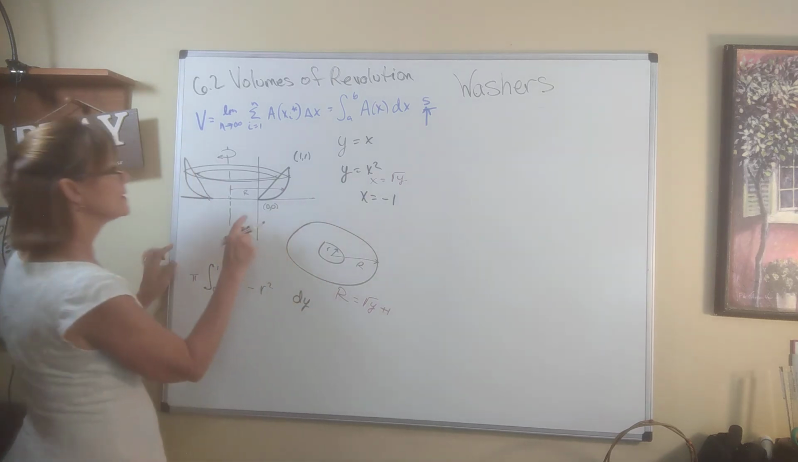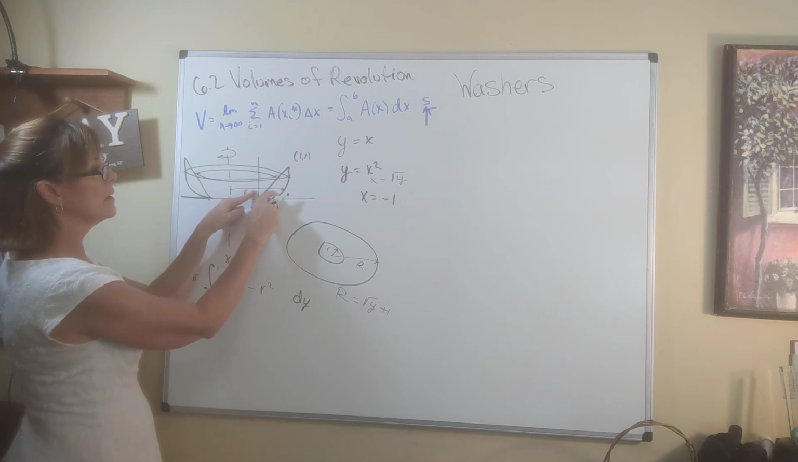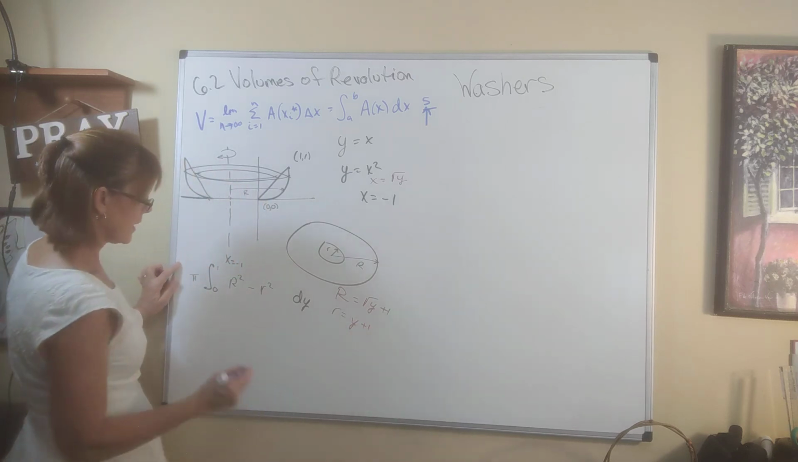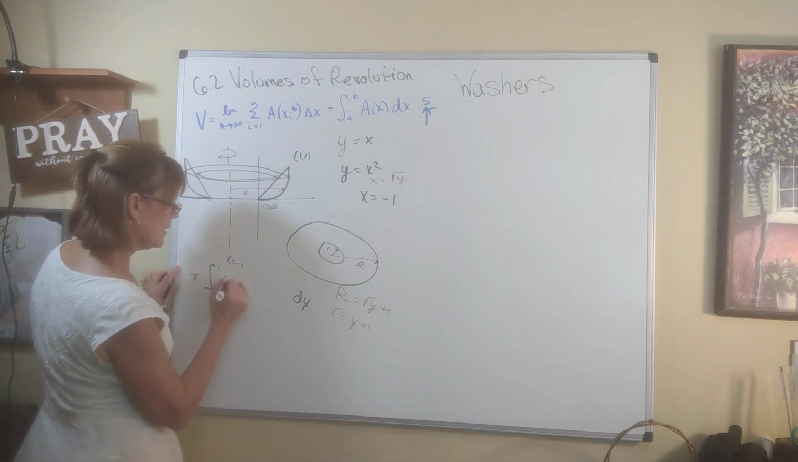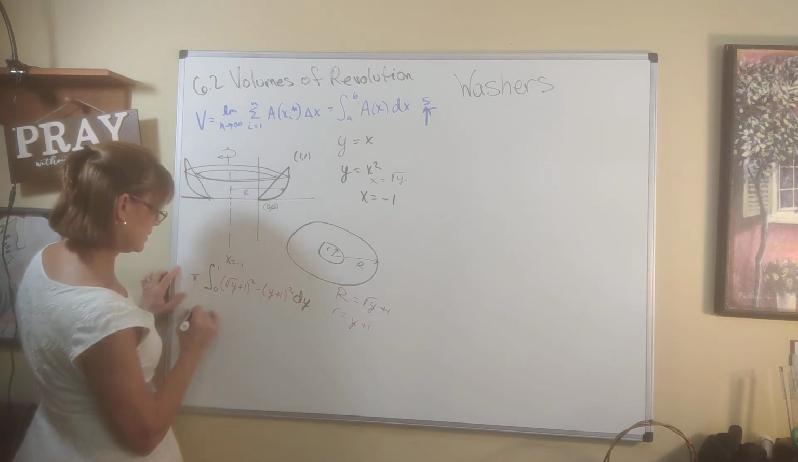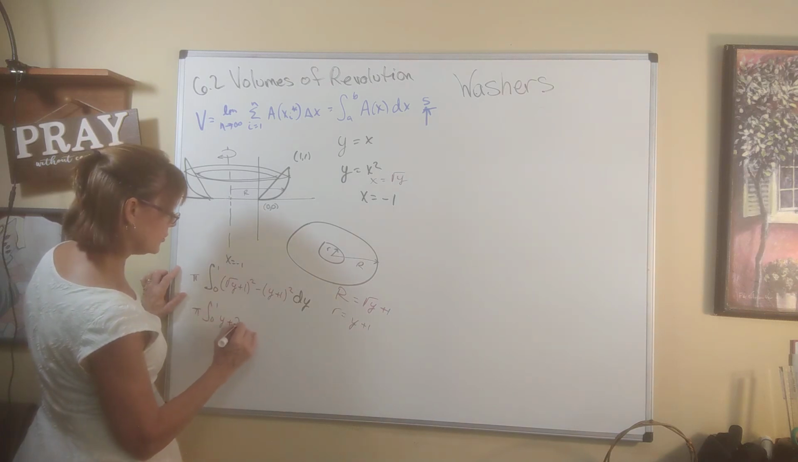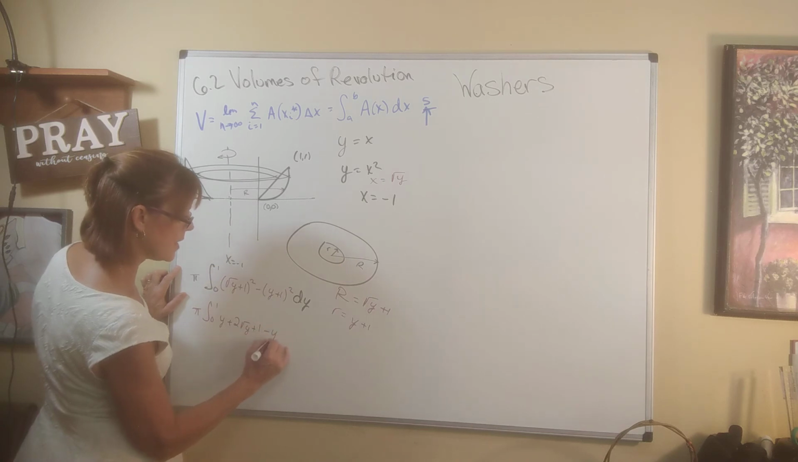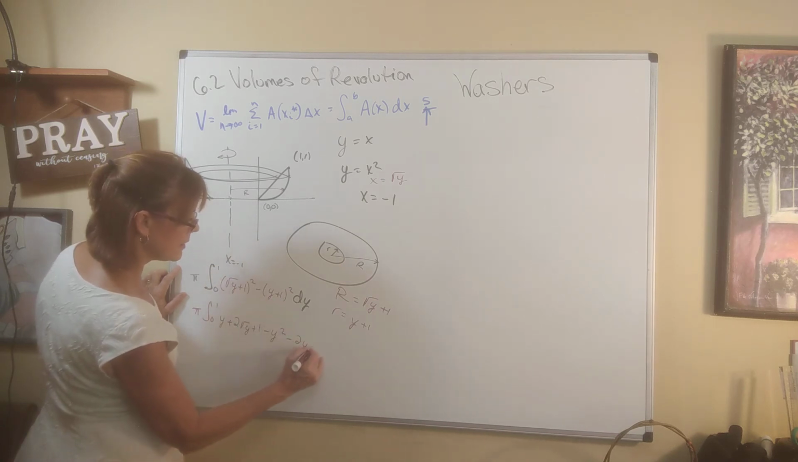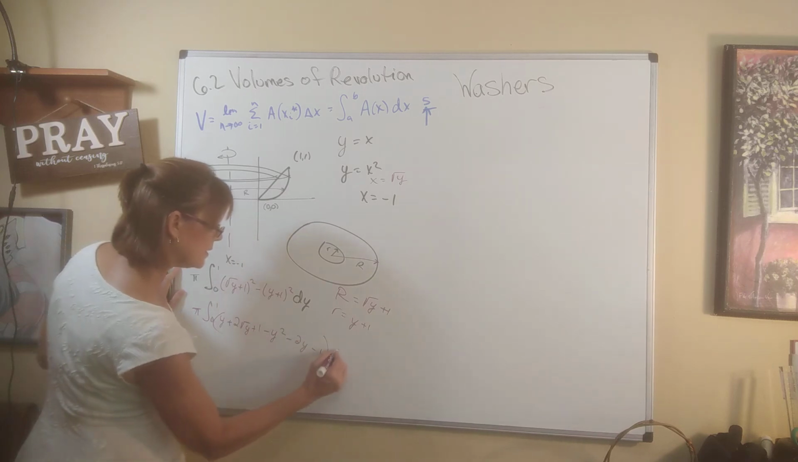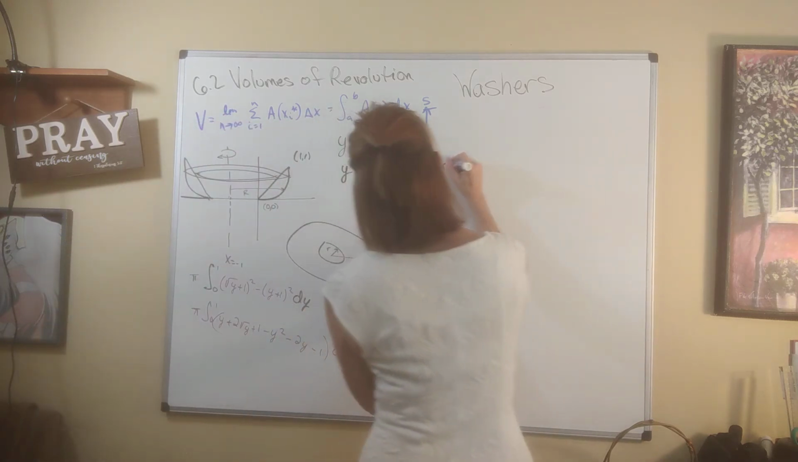Little r: if we were just at the origin, it'd be to y is x, or x is y. But we add this additional 1, so little r is y plus 1. So big R squared is the square root of y plus 1, squared, and little r squared is y plus 1, squared. So this is going to be pi times the integral of y plus 2 times the square root of y plus 1, minus y squared minus 2y minus 1, because the negative gets distributed, dy, from 0 to 1.